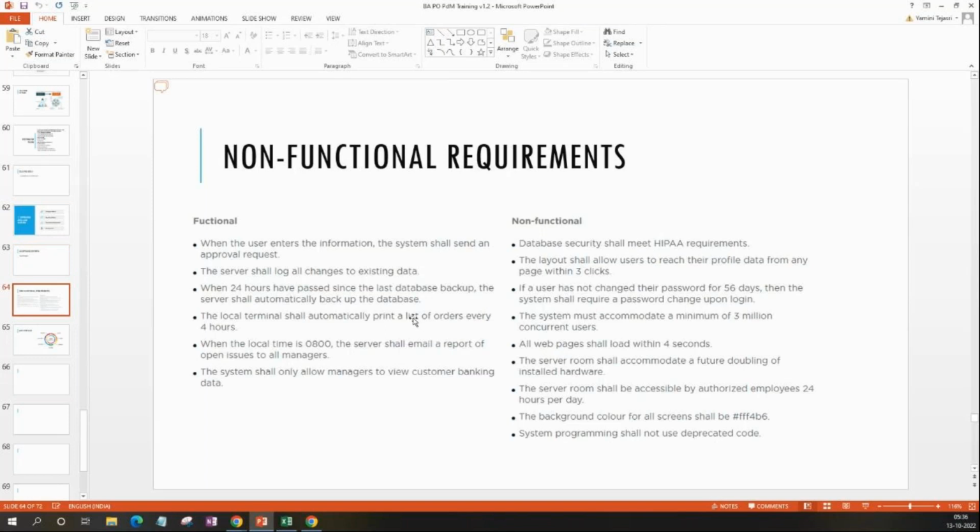Non-functional requirements. What do you think is a non-functional requirement? Any of you? Have you heard of it earlier? No. Okay. So whatever we have written so far, the user stories, everything is functional requirements. Mostly everything is functional requirements.